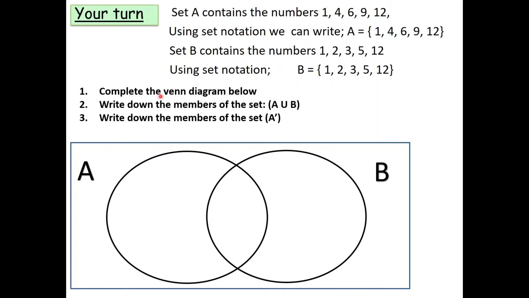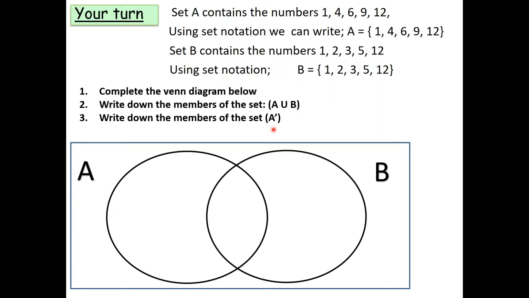And then the questions. So number 1, complete the Venn diagram. Number 2, write down the members of the set A union B. Remember that union means A or B. And finally, question 3, write down the members of the set A with an apostrophe, which remember means not A, or complement of A, but not in A. Alright, pause the video, have a go at that question now, please.